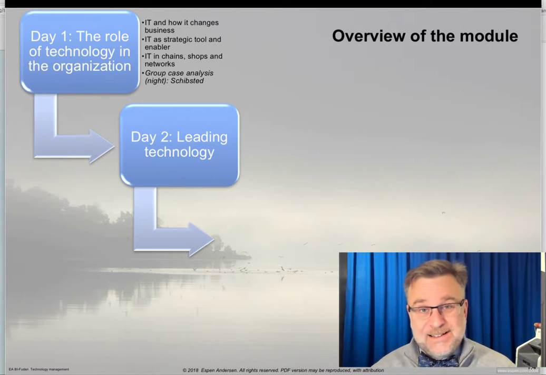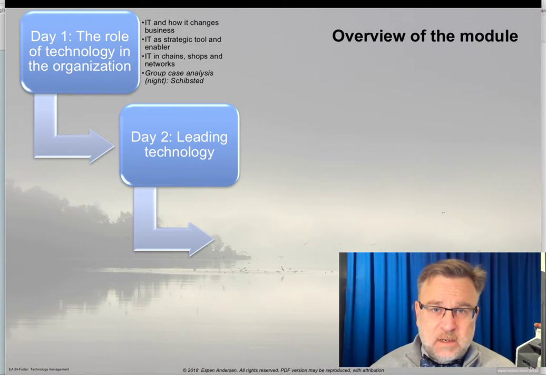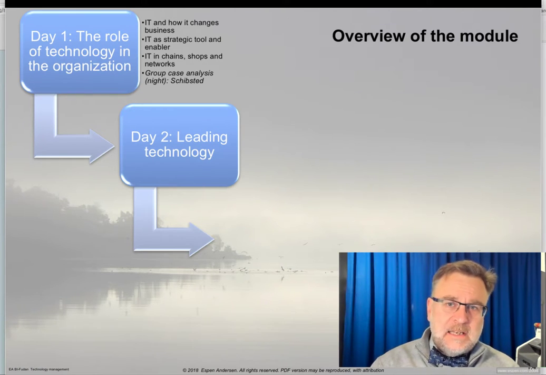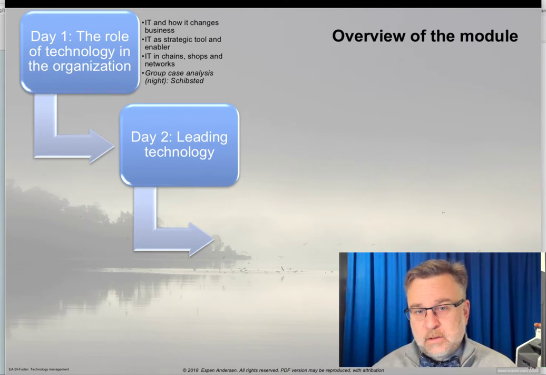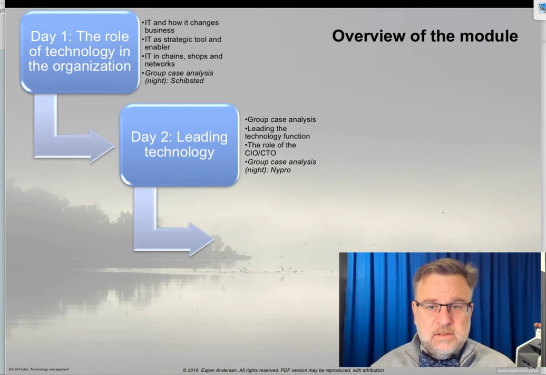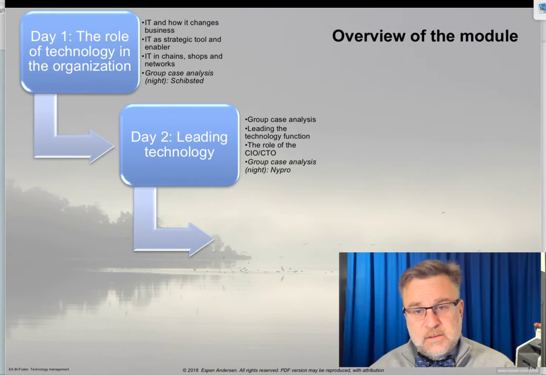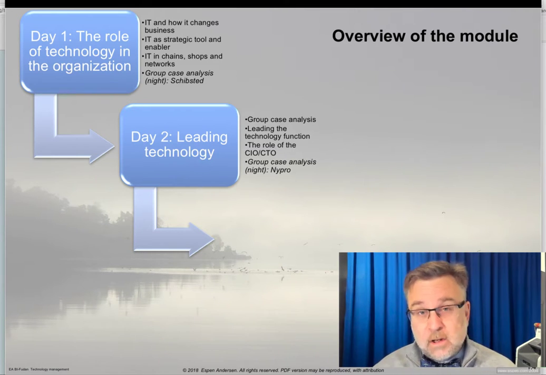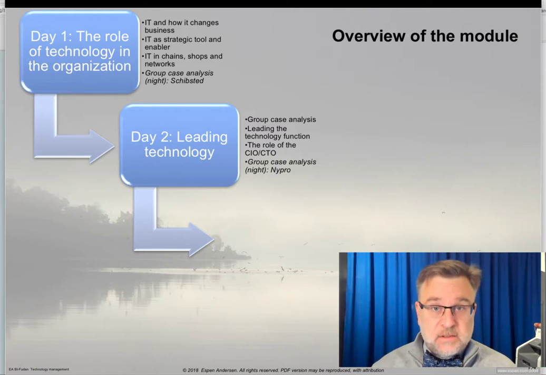The next day, we'll talk about leading technology, spend some time on that. How do you lead and structure the technology part of the organization? Various discussions there about the role of the CIO, CTO, how that works. Might use some cases in there as well. At night there is a new case, and that's a case about innovation in an industrial context. It's a very well-known case called Nipro. Very exciting case. So you'll discuss that as a group and make a presentation, which we start today with.